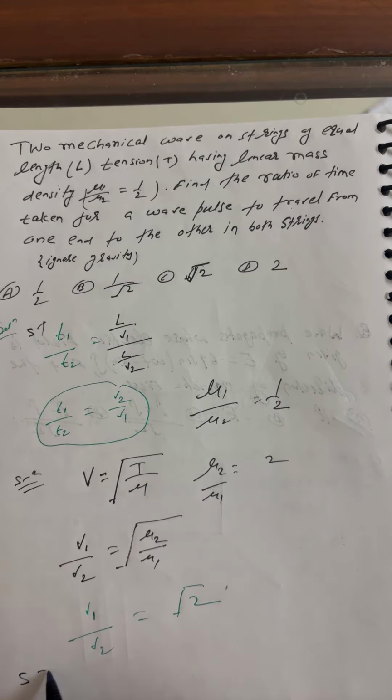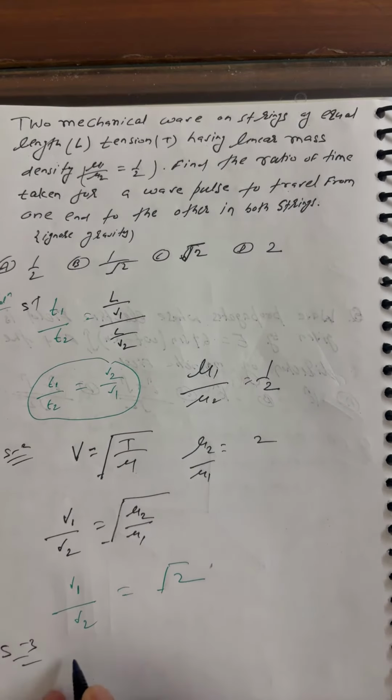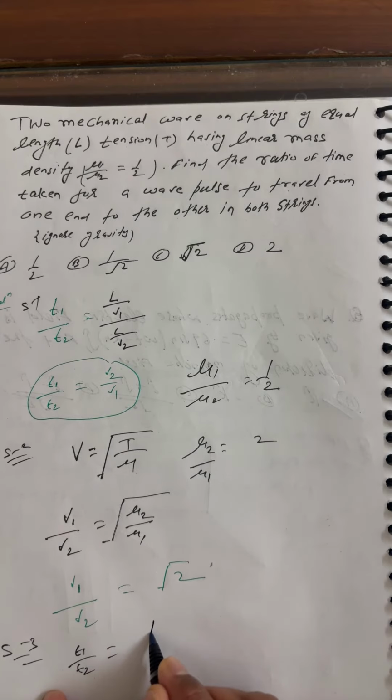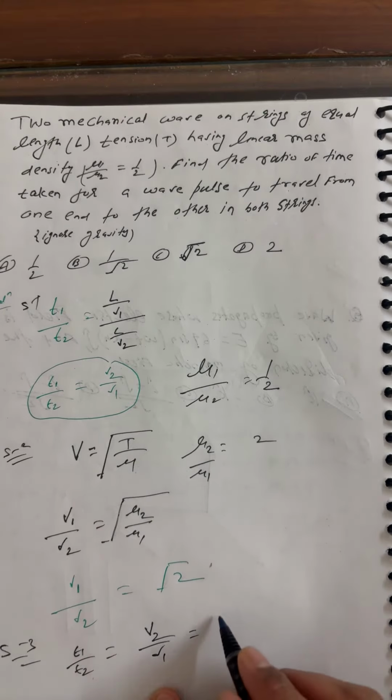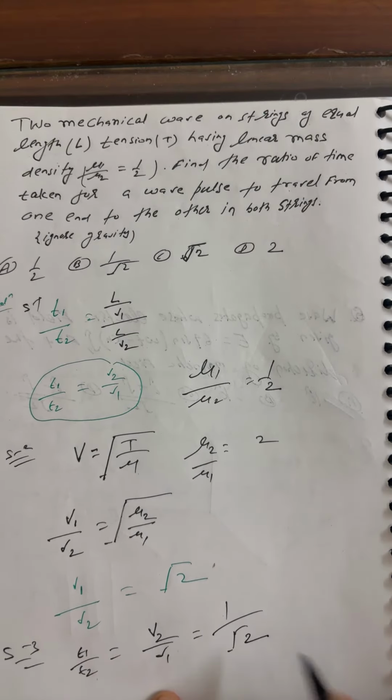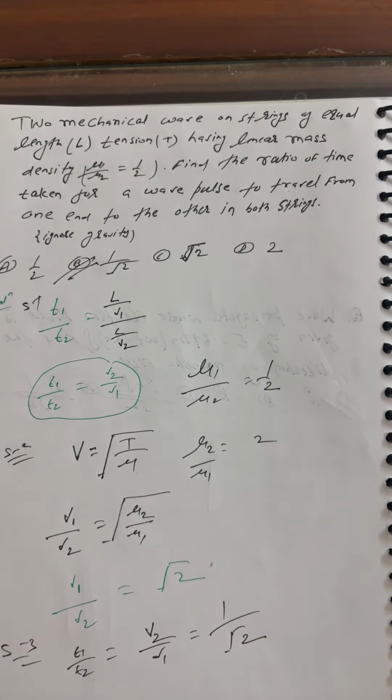Step three: the time ratio T1 by T2 is V2 by V1, which is 1 by root 2. Is there any such option? Yes, it's an easy question. You can say option B is correct.